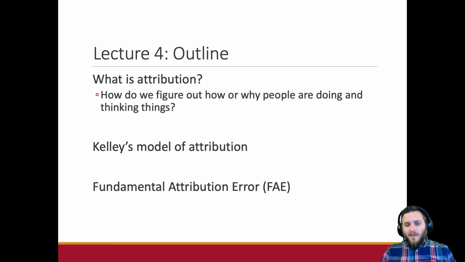And then we're going to talk about when this attribution stuff goes wrong. We're going to specifically talk about what is called the fundamental attribution error, or FAE. This is a bias that people have, and a specific kind of people. I'll tell you about that when we get to it.